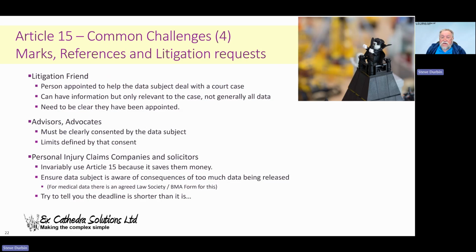Advisors and advocates. We get this a lot, particularly at the moment with the pressure on immigration right to remain. We're getting this a lot with immigration advisors, people like that. Basically, the data subject hasn't got strong English or is unable for other reasons, say mental health, to actually challenge these things, so they ask someone to do it for them. Absolutely fine. They are allowed to have data that is required for that consent and required for their purpose.